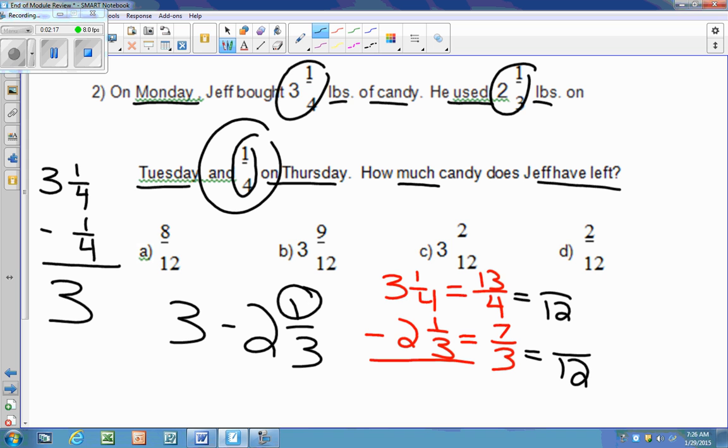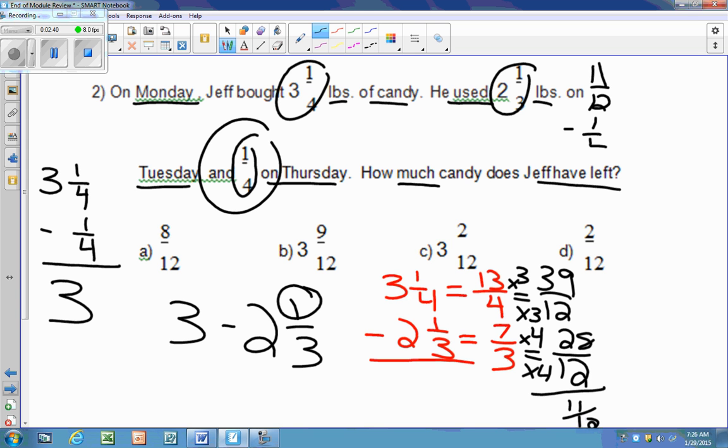And if I look at my answers, they're all out of 12, so that might help me. So here I went times 3. So when I go times 3 here, I have 39/12. And over here I went times 4. So times 4 over here is 28. And then I end up over here with 11/12. But I still have to take away my 1/4. So I'm going to do that part up here. So I have 11/12 minus 1/4.